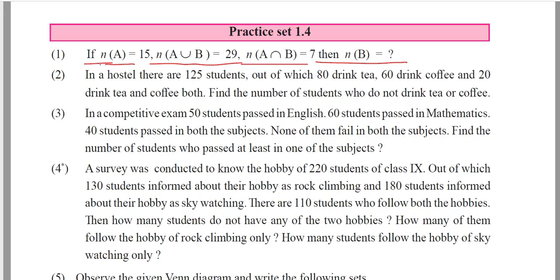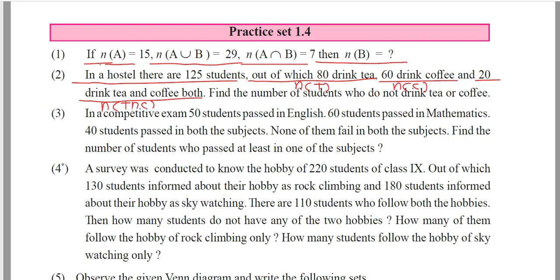Next, question number 2. In a hostel, there are 125 students, out of which 80 drink tea, 60 drink coffee, and 20 drink tea and coffee both. Find the number of students who do not drink tea or coffee. Here we will write T for those students who take tea. N of C means what?